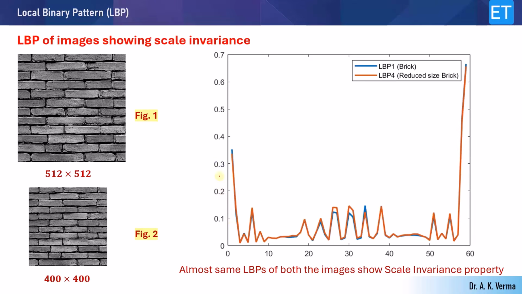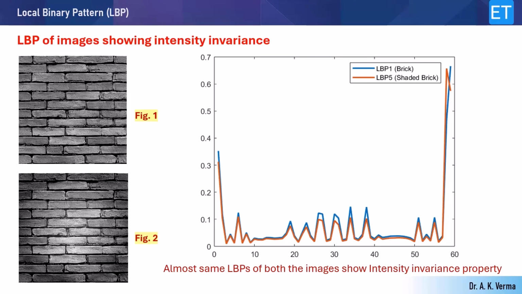Now consider this one, the second case, which shows scale invariance. The first image is 512 by 512 and the second image is 400 by 400 pixels. Now see the LBPs. Here I get a slight change, but most of the values of both the LBPs are the same. So almost the same LBPs I achieve for both the images, which shows some kind of scale invariance.